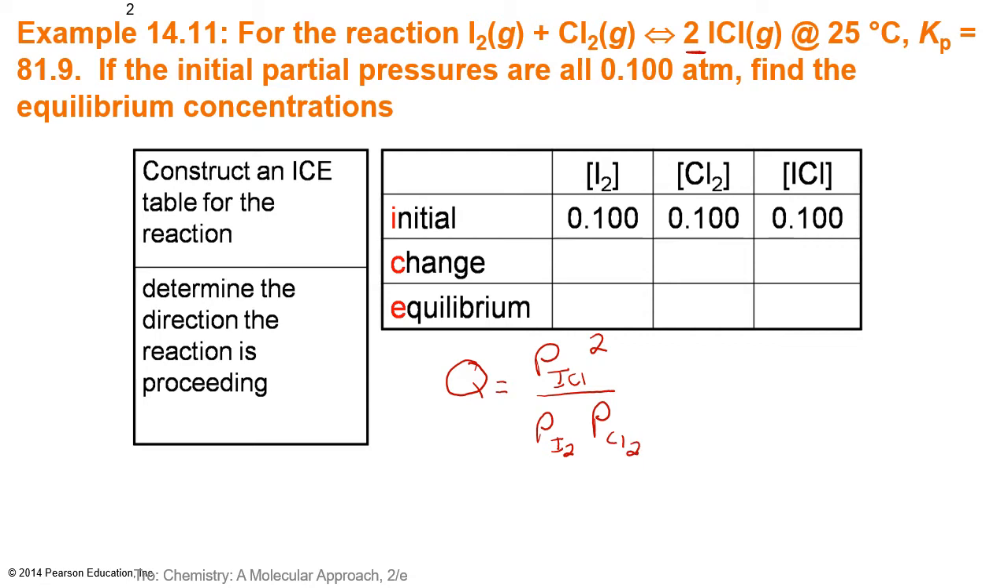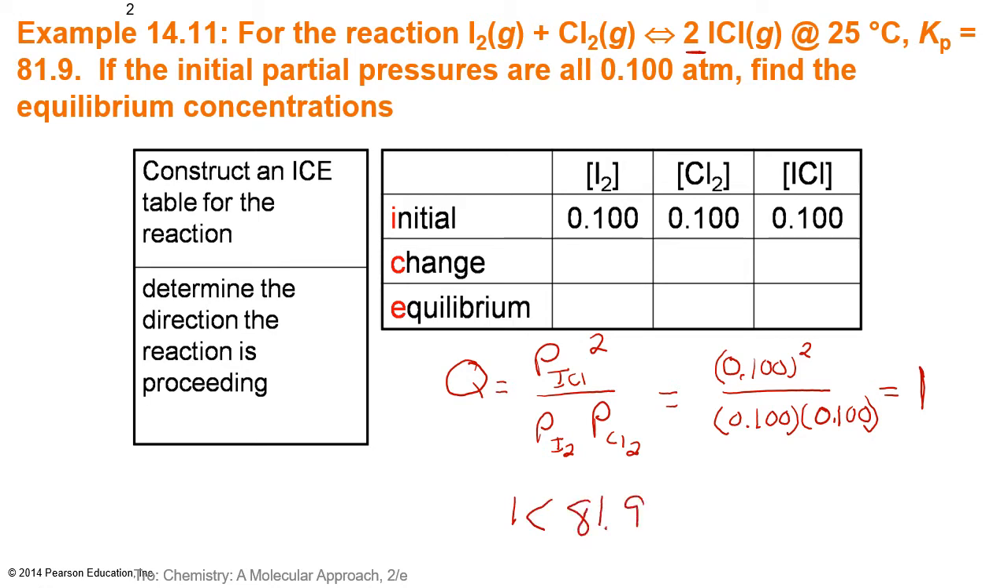So now we can substitute in our partial pressures. And we find that our Q value is 1. So 1 is smaller than 81.9. So our Q value is smaller than our Kp. So that means that our reaction is going to proceed in the forward direction.